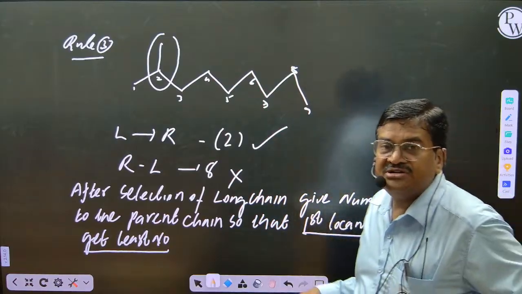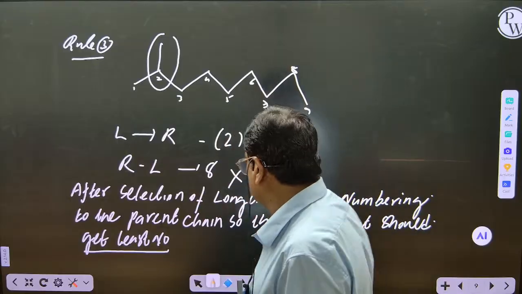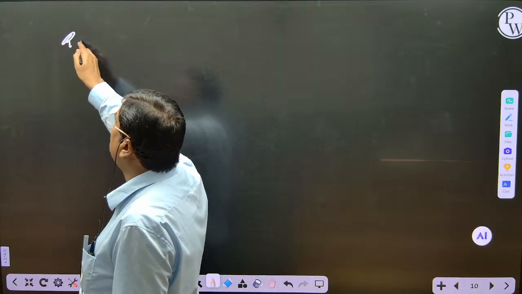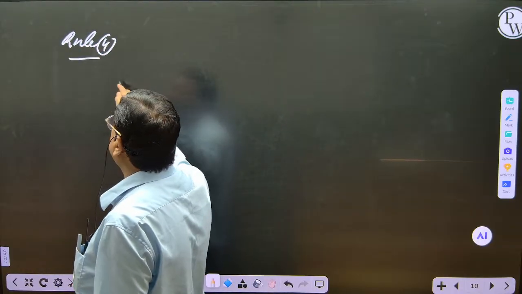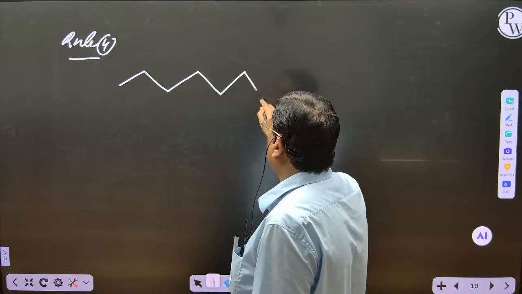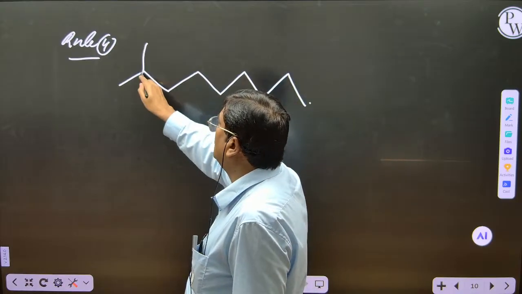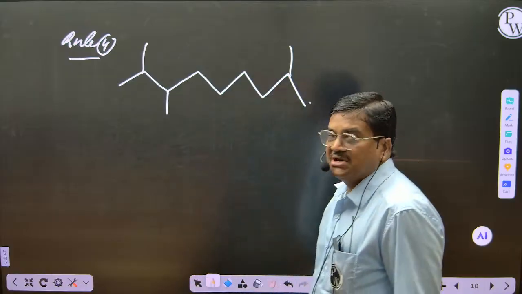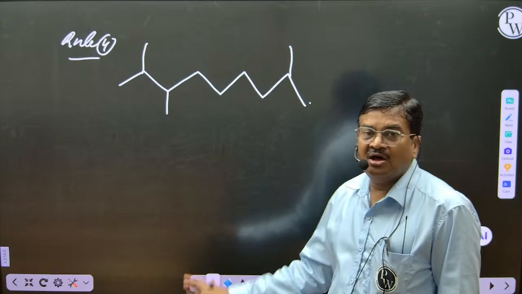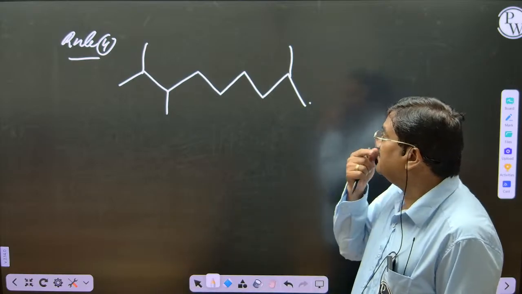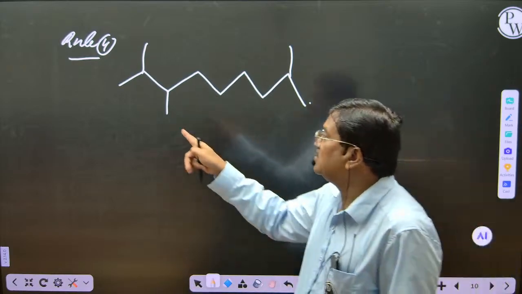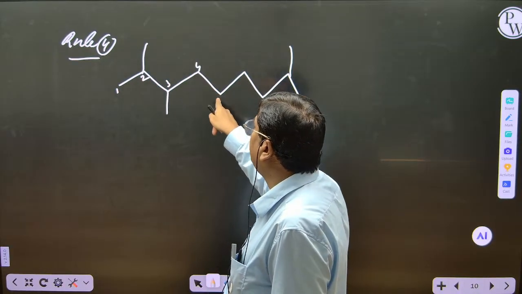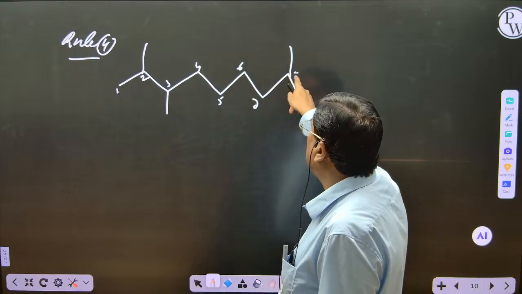Shall we go for rule 4, students? Right. Rule 4. Understood now? Now observe here, rule 4. Now, students, this is the parent chain I have given. Select the long chain, students. Tell me which will be the long chain. If I go straight, how many carbons am I getting? 1, 2, 3, 4, 5, 6, 7, 8, 9.